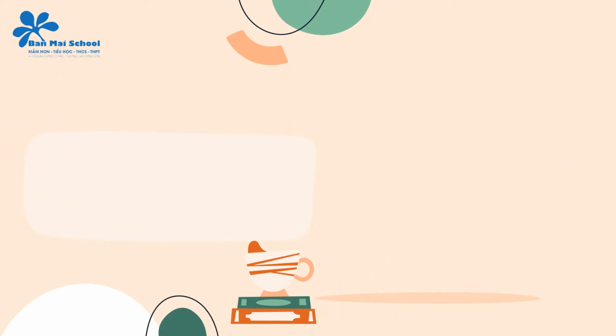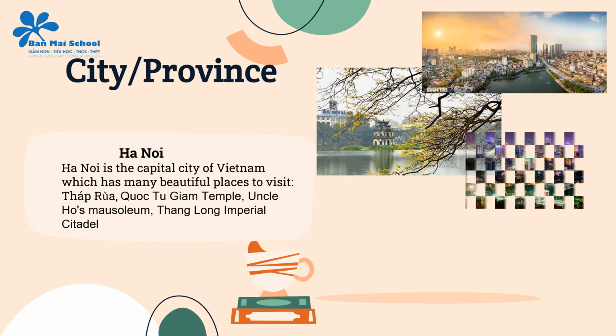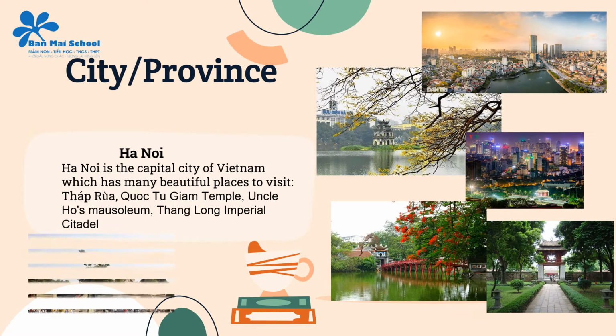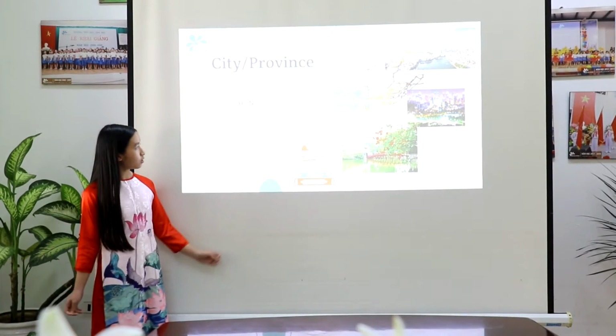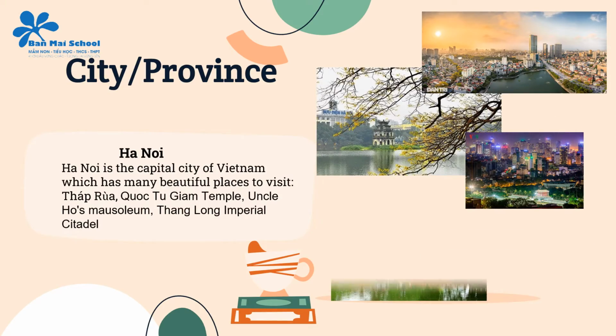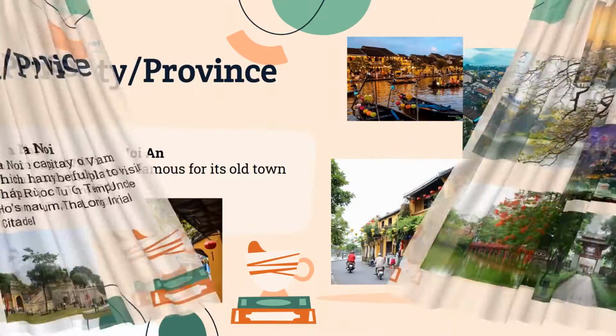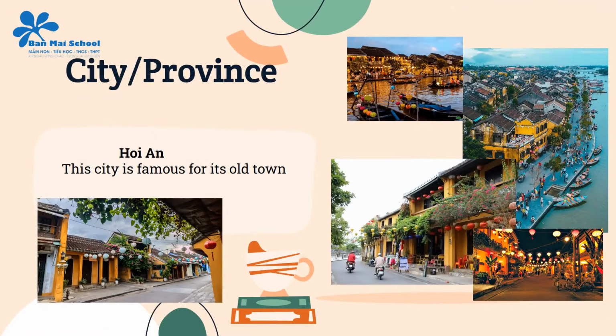Hanoi is the capital city of Vietnam, which has many beautiful places to visit, like Tháp Rùa, Quốc Temple, Ho Chi Minh's Mausoleum, and Thăng Long Imperial Citadel. Hoi An is very famous for its old town. It has a very beautiful long street.